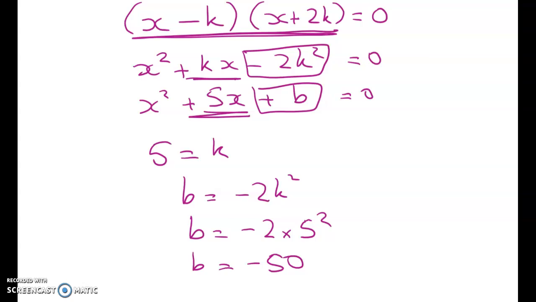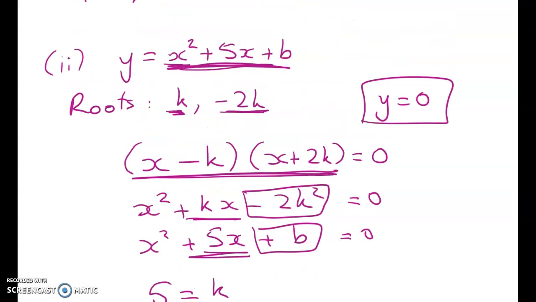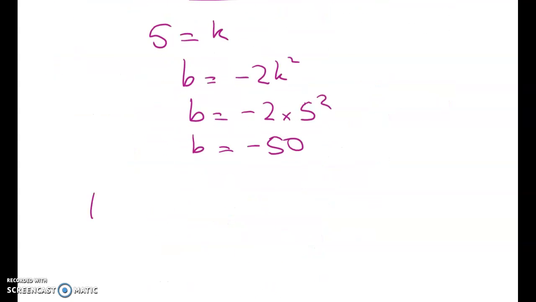Now the other way that you can do that pretty quickly is by using what we know about the sum and product of the roots. Right, so I'm going to do it this way as well now. The roots are k and -2k. So we know that the sum of the roots is equal to -b over a.